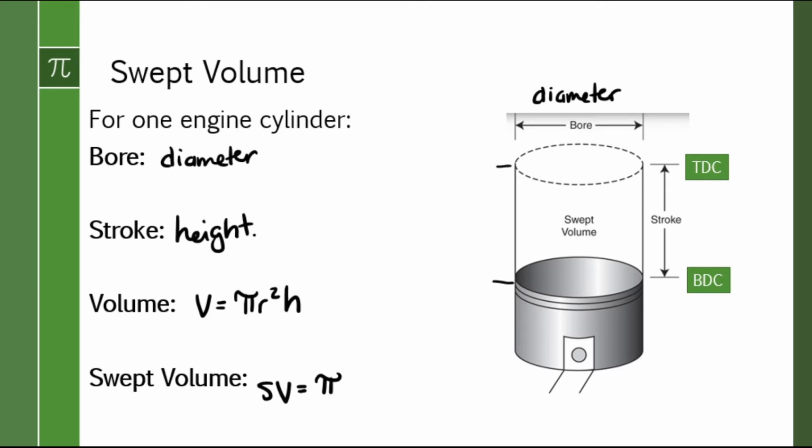Pi. Now radius is going to be the bore divided by 2. Diameter divided by 2. You need to square that, which is to multiply it by itself. And then our height for our cylinder is going to be our stroke. So same formula, different variables.